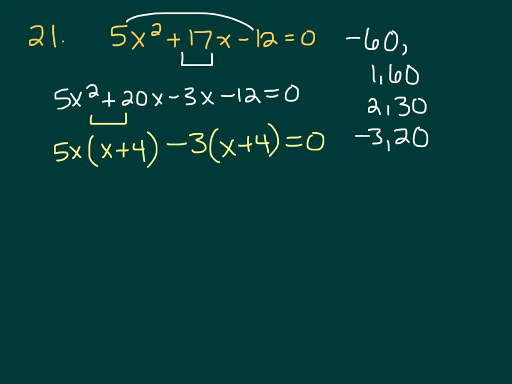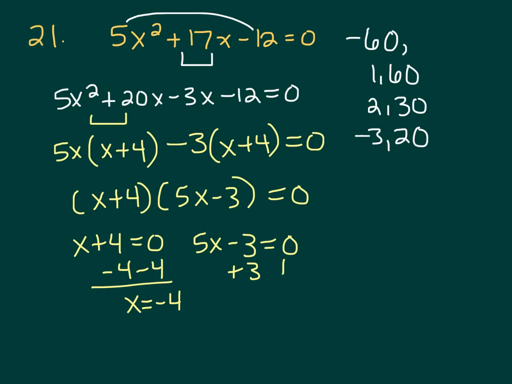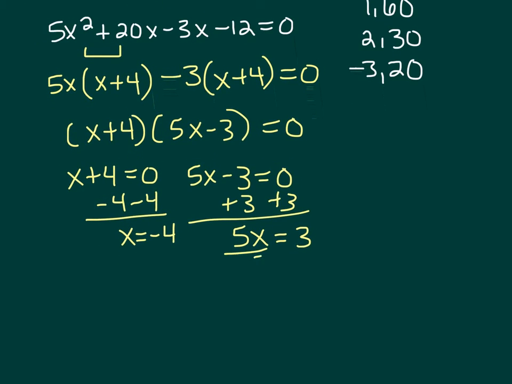Still equal to 0. And then what's common between this whole thing and this whole thing is the binomial factor x plus 4. What's this multiplied by? Both 5x and negative 3. So 5x minus 3 equal to 0. Now set each factor equal to 0 to solve. We have an easy one here. X is equal to negative 4. And then over here, solve for x, so add 3 to both sides. Divide by 5. So x is equal to 3/5 and negative 4. So in solution sets, negative 4 and 3/5.